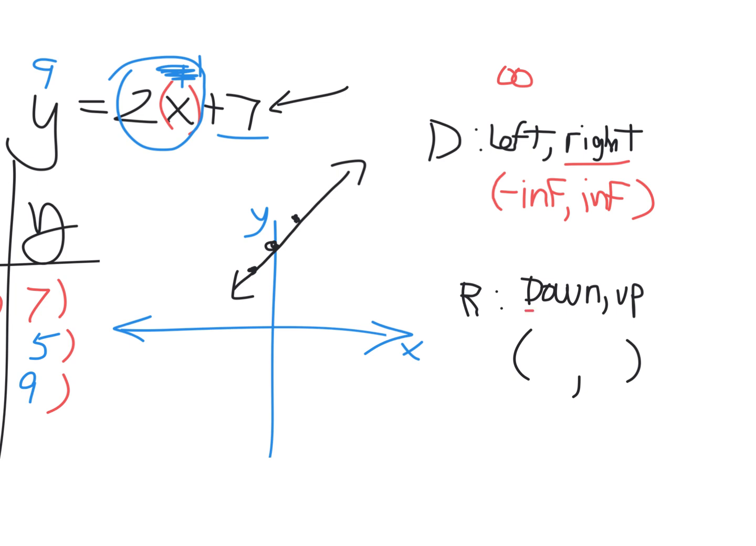So range is really down to up. What's the furthest down that this thing goes? Negative infinity. Down is negative infinity. Infinity just means like a number you can't stop, but this is going down, so it's negative infinity. And then, how about up? Infinity.